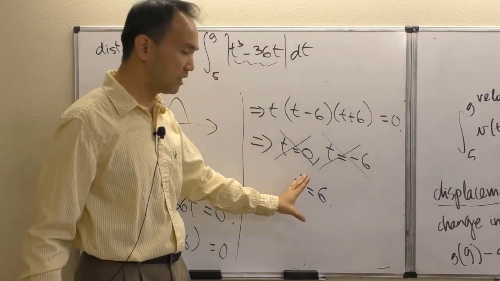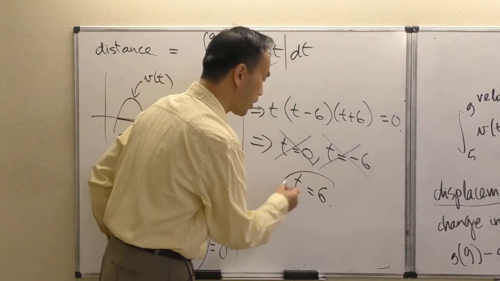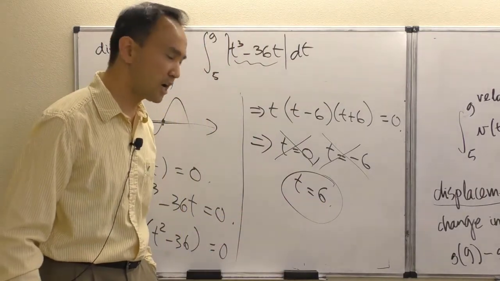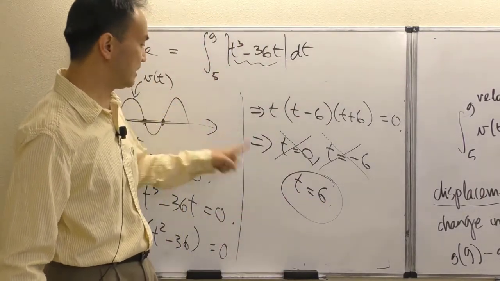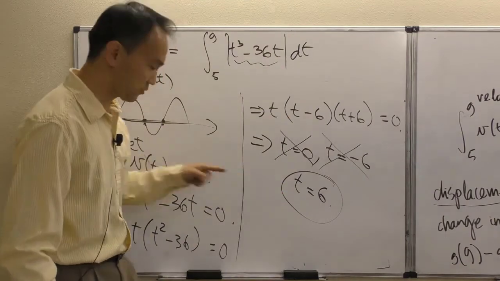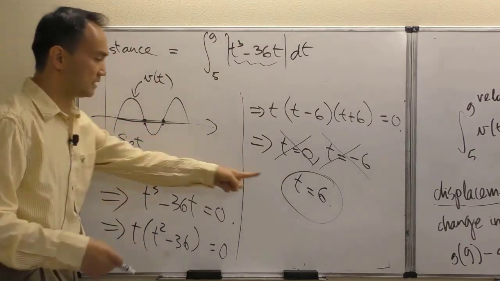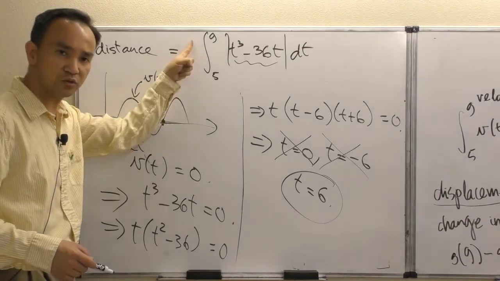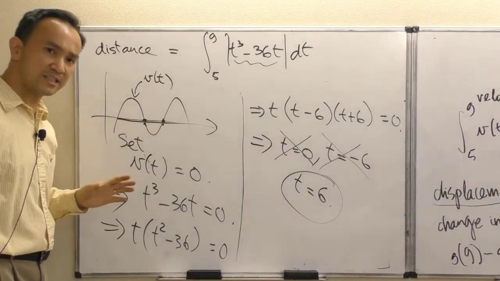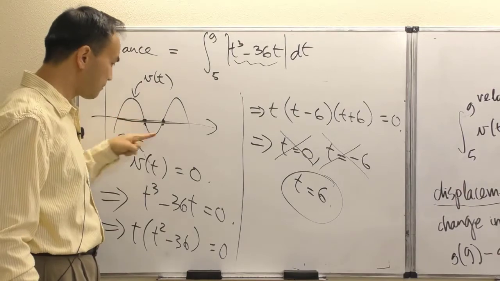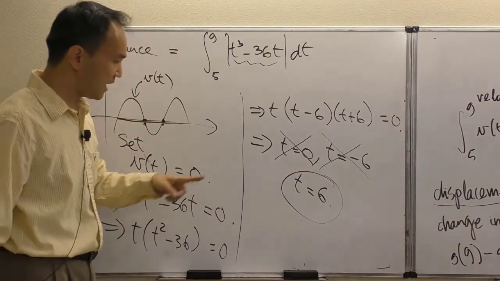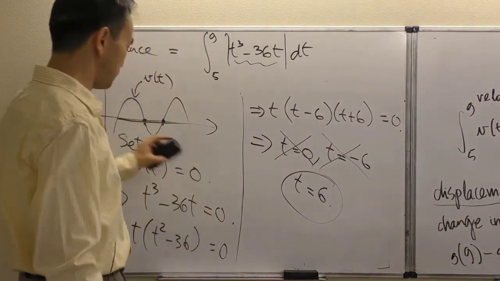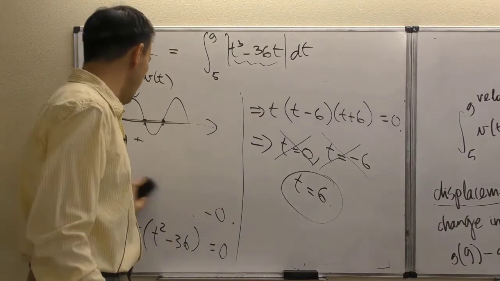So the only point where we cross the axis here is at t equals 6. That's the only point where we cross the horizontal axis in between the interval from 5 to 9. Okay? But that's just to find the point where the graph crosses the axis. How can we determine? So basically, once we solve that, here's the situation.